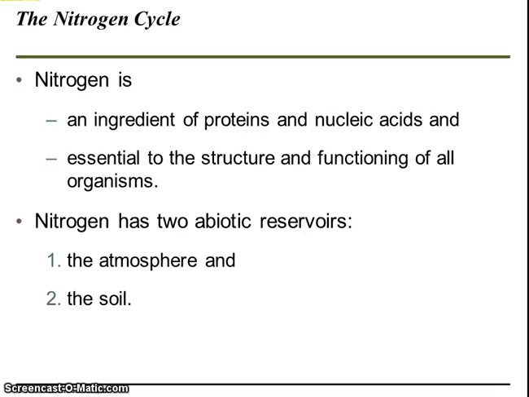Nitrogen, also important for plants and animals. We use nitrogen for our muscle contractions. In plants, nitrogen is important for chlorophyll. It's a main part. That's the pigment that takes in the sun energy and makes energy. And nitrogen goes into the atmosphere and the soil. Those are two abiotic places that it's stored.